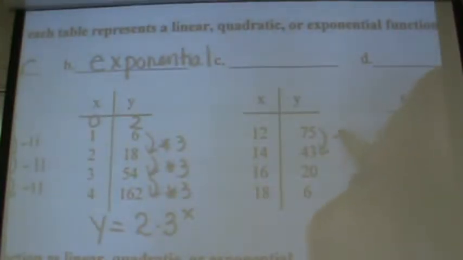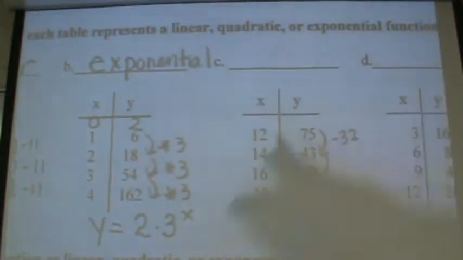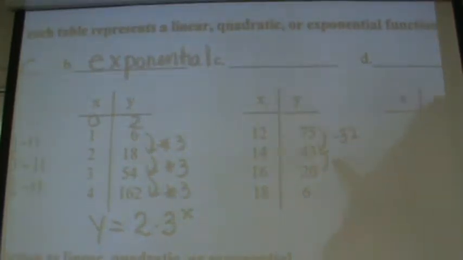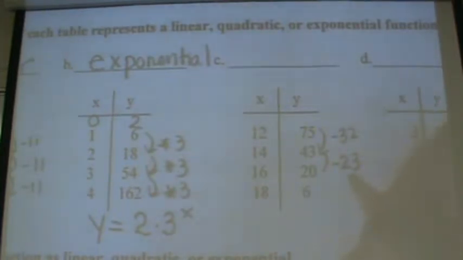Would you rule out exponential? Yeah. Okay, this one's going down by 32. And this is 23. And this is 14. Okay, then.